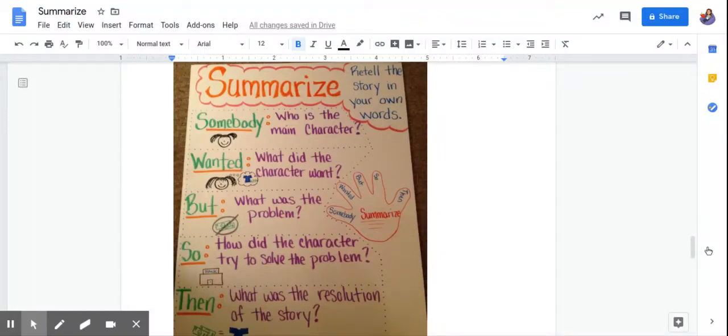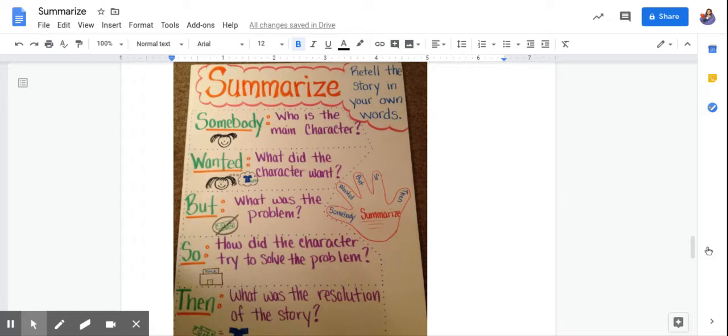Hi everyone, today is day 5 of ELA and math instruction, and today we'll be working with summarizing in ELA. And when we summarize, it's just retelling the story in your own words. And one strategy we've worked with a lot in 4th grade so far is the somebody wanted but so then strategy, and we can use our 5 fingers to help us remember that.